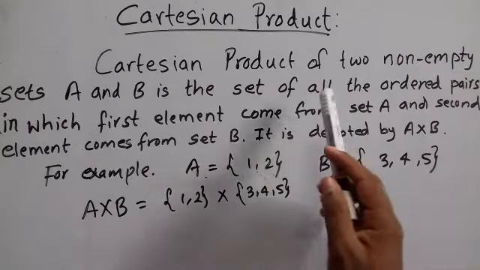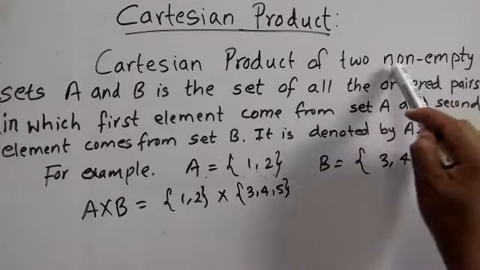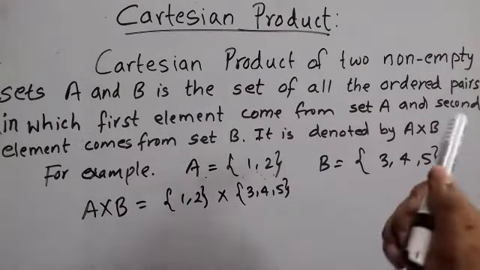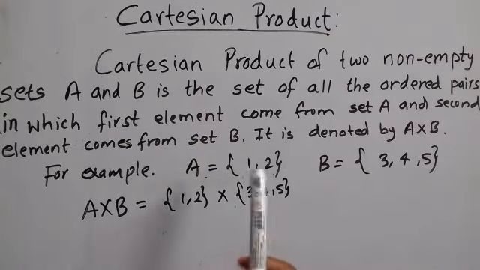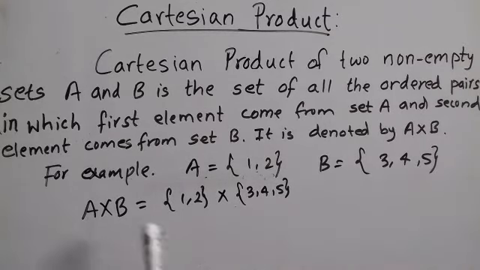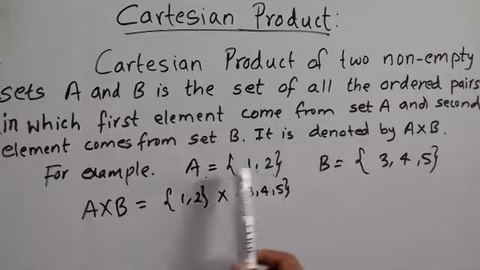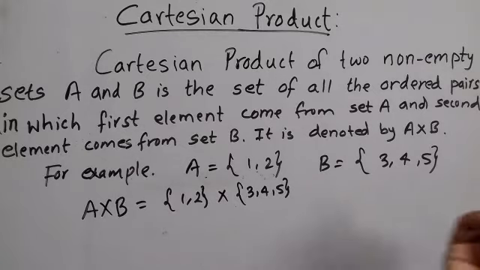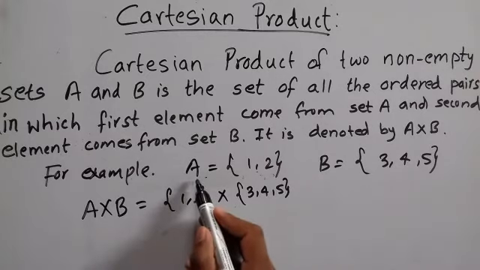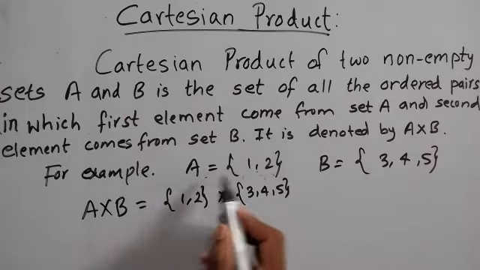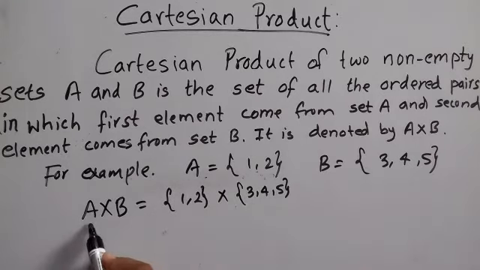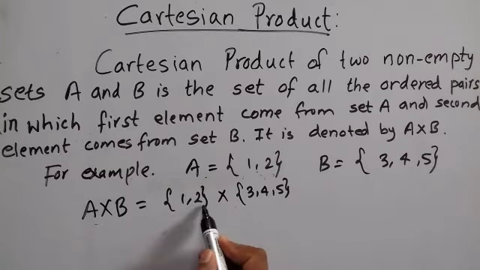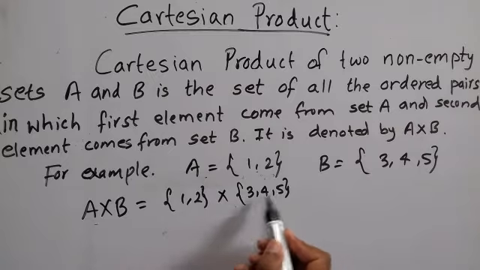As we have learned before the meaning of non-empty set, for this Cartesian product, the set must be non-empty, meaning it should contain at least one element. Now, for example, let us take these two non-empty sets, set A containing elements 1, 2 and set B containing elements 3, 4, 5. Now we are going to find Cartesian product of set A and B. We write this as A cross B equals, this is the first set into this is the second set.